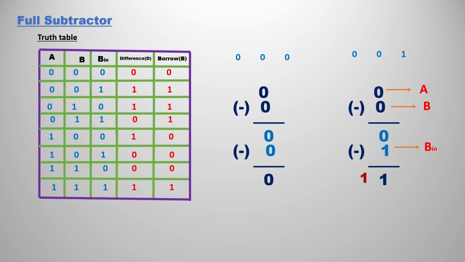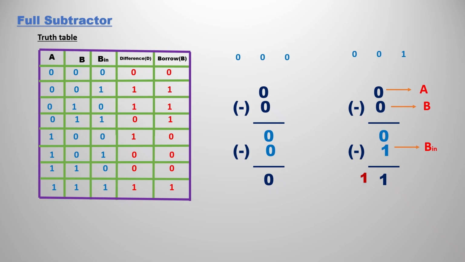So this is the truth table of three variables, that is A, B and Bn. Now we are going to fill from 0 to 7, that is 8 terms, for 3 variables, 2 power 3 is 8. We know how to fill that from 000 to 111. Now we are going to obtain the difference and borrow. Let's see quick examples.